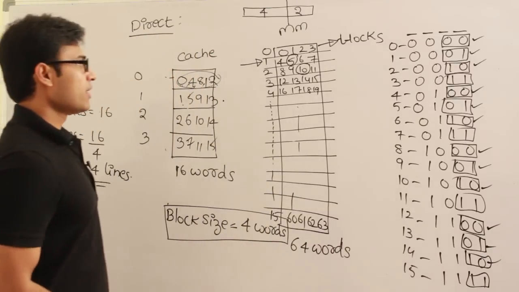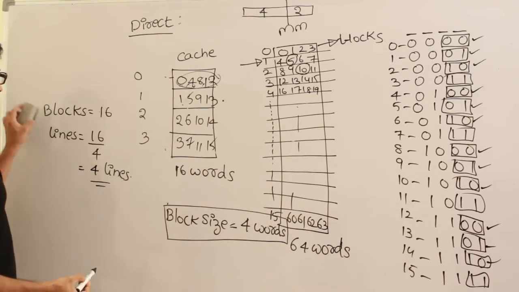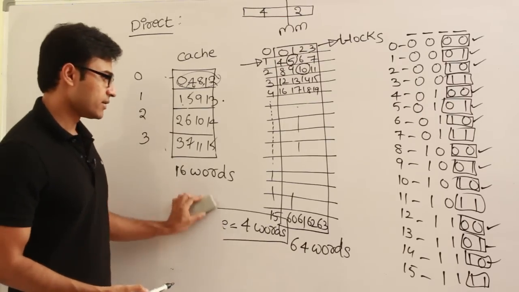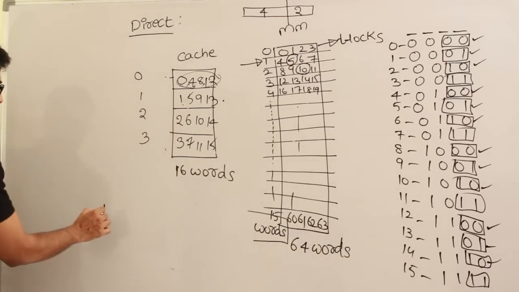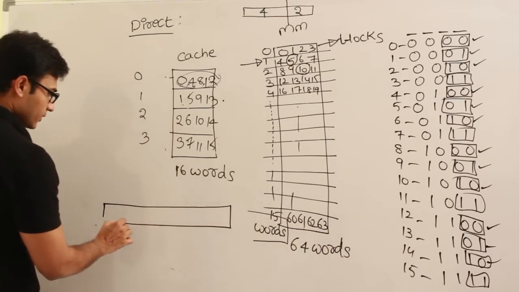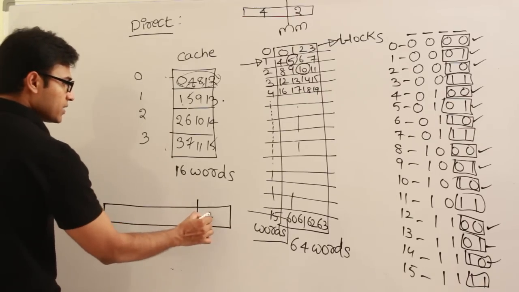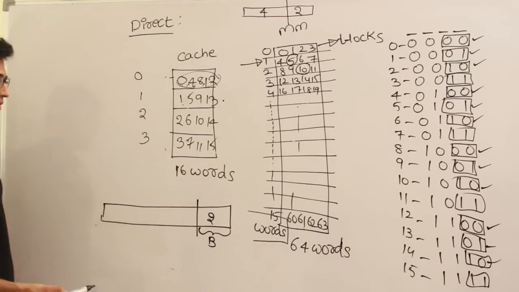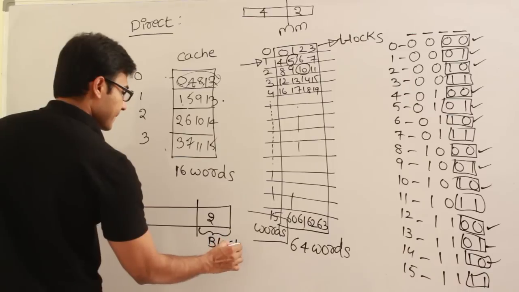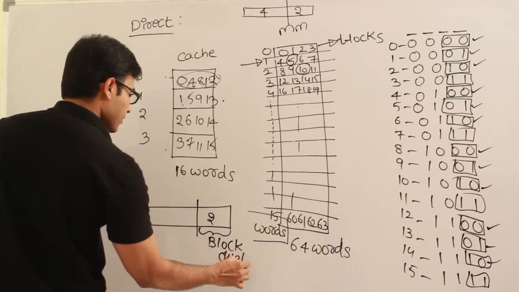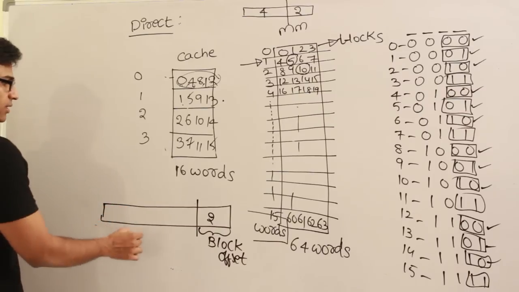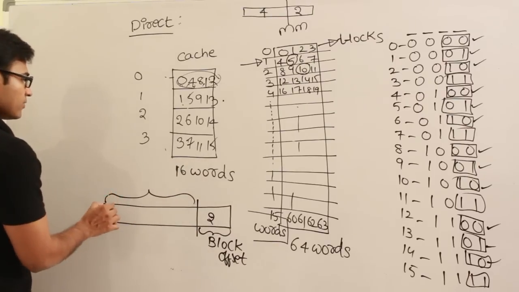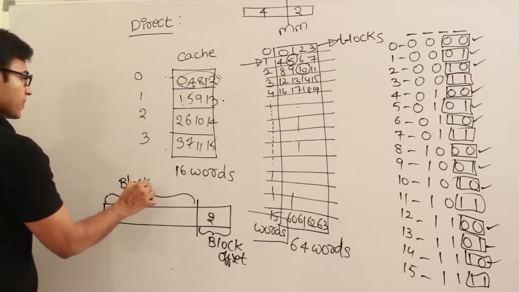So now what has happened? We are using this kind of organization because we could easily divide the main memory address, whatever the address is, the physical address, like this. So if I have a 6-bit physical address, then the least 2 bits are going to be the block offset, because the block size is 4 words, therefore the least 2 bits are going to be the block offset. This is fine. And then how many bits are remaining? 4 bits are going to be remaining. This entire 4 bits combinedly will represent the block number, isn't it?